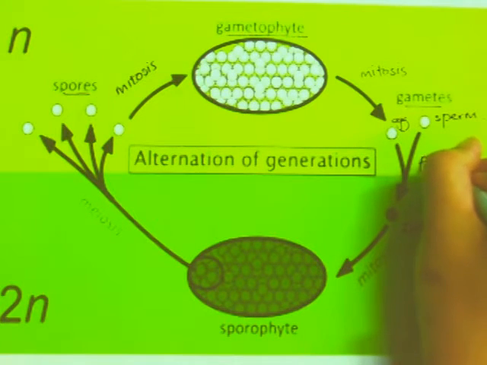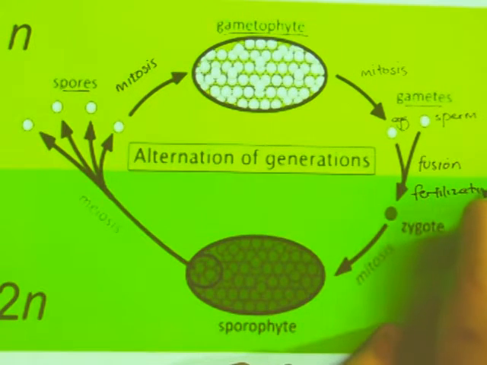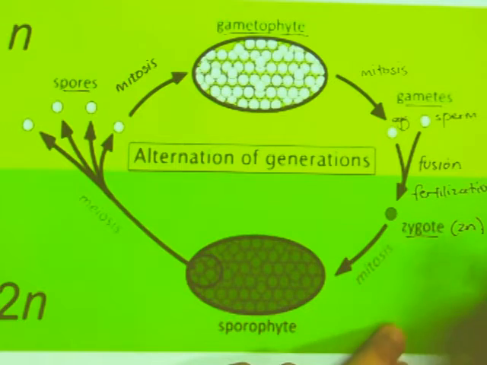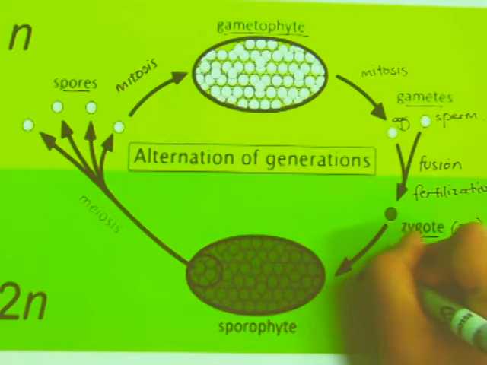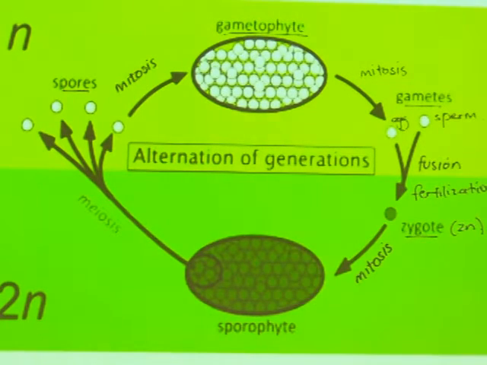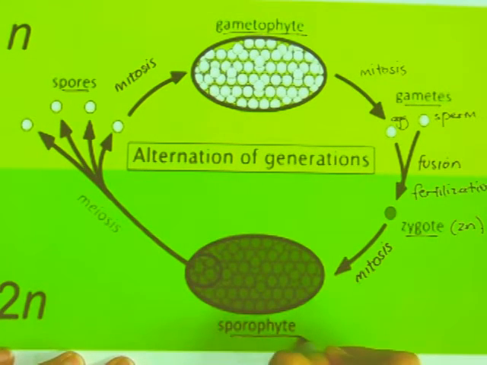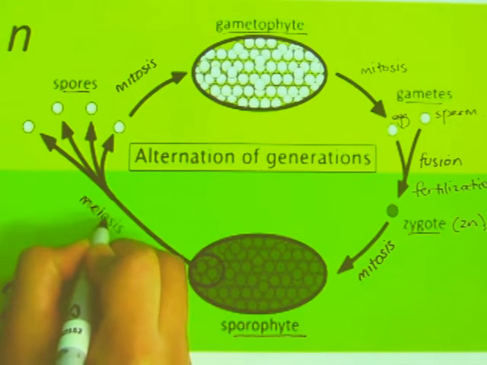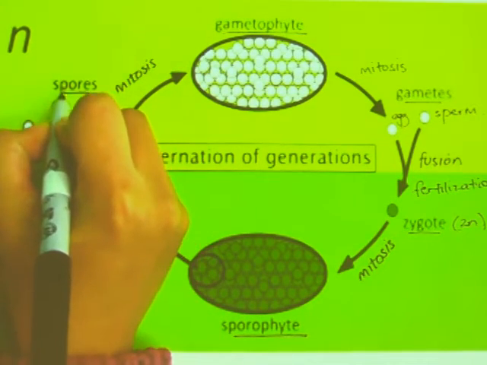These gametes then fuse in the process of fertilization to form a diploid zygote. The zygote then undergoes mitosis to form the multicellular sporophyte, which then undergoes meiosis. This here is your reduction division and produces the haploid spores.